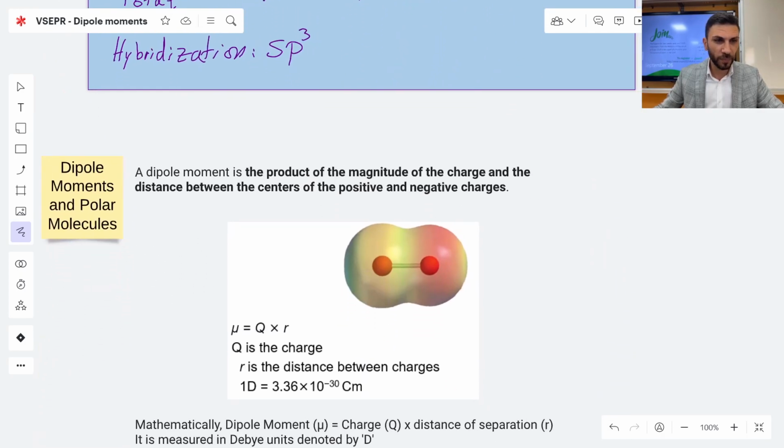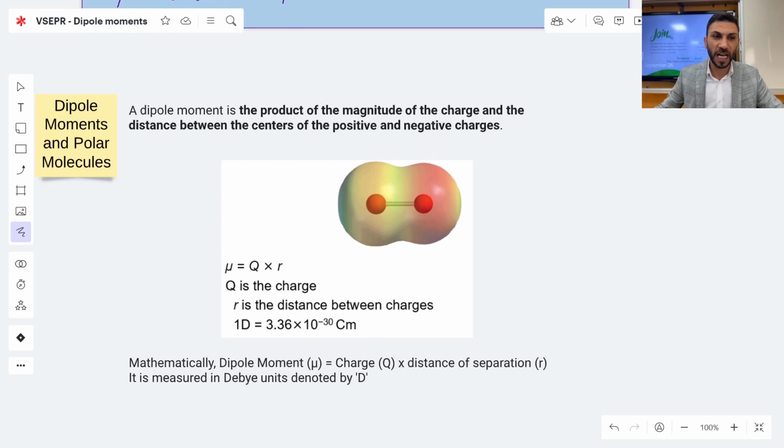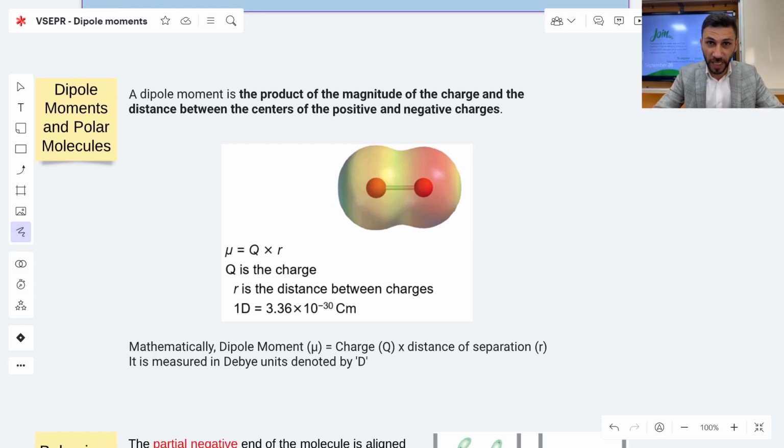All right. What do you mean by a dipole? For the dipole, now we're going to understand the idea about the dipole, what is meant by a dipole. Later on, we're going to solve some examples in next videos. So, what is a dipole? A dipole is a product of the magnitude of the charge, which is Q, and the distance between the centers of the positive and negative charges, which is R, the distance.